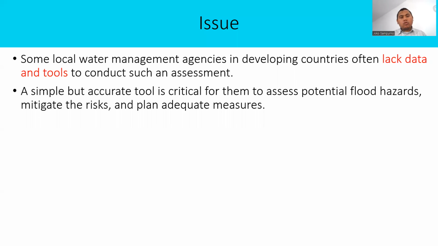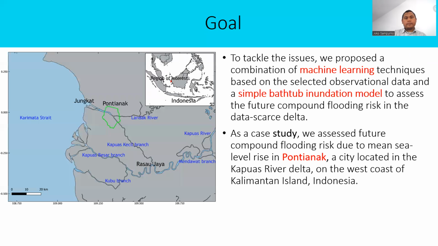The problem is some local water management agencies in developing countries often lack data and tools to conduct such an assessment. Therefore, a simple but accurate tool is critical for them to assess potential flood hazards, mitigate the risks, and plan adequate measures. To tackle the issue, we propose a combination of a machine learning technique based on selected observational data and a simple bathtub inundation model to assess the future compound flooding risk in data-scarce deltas.